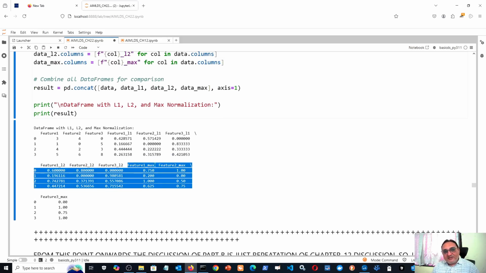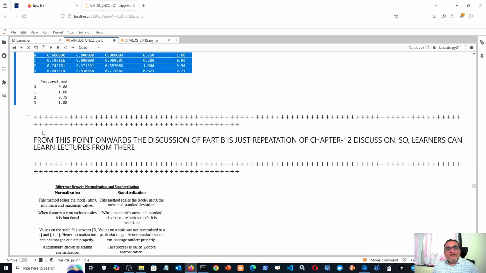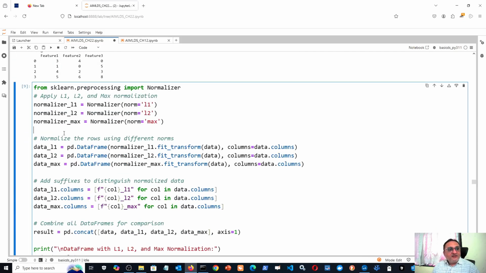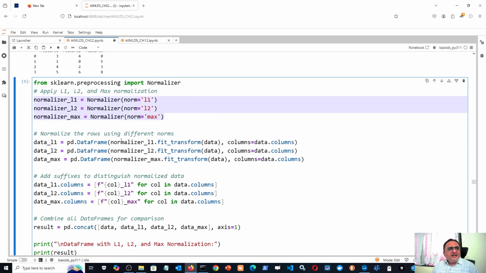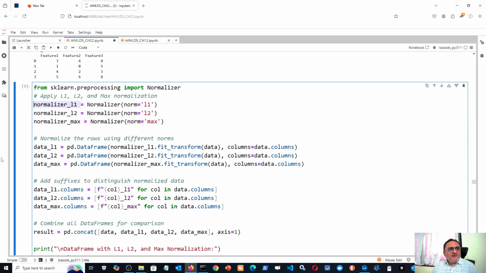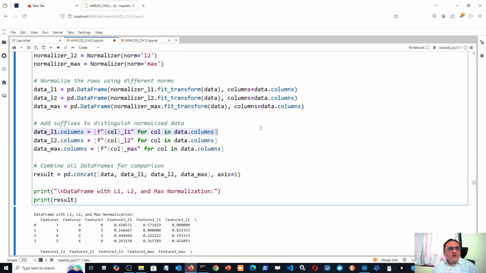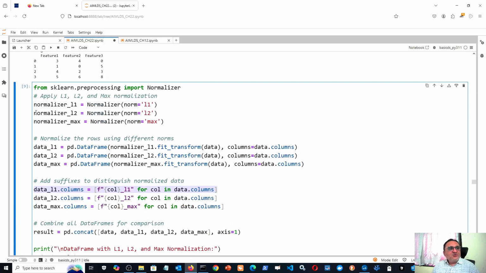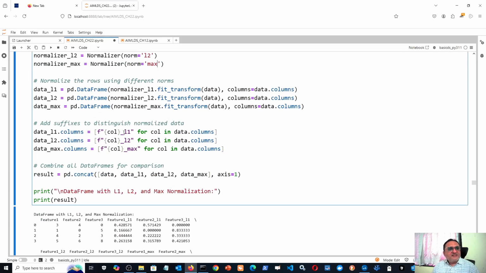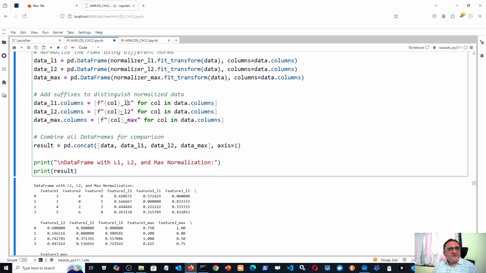So you can get all three kinds of normalization in a single piece of code. And you can see it's not even difficult code because it is highly repetitive. Once you write the code for L1 normalization, the data creation and adding the column suffix for only that, then you can just copy paste that row, and write L2 in place of L1, and max in place of L1 and L2. Similarly, the suffix is also replaced. That is all you have to do.